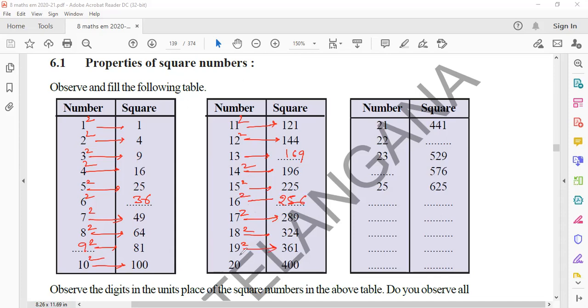19 square is 361. 20 square is 400. Next, 21 square is 441. 22 square is 484. 23 square is 529. 24 square is 576. 25 square is 625. Till here is enough for you.